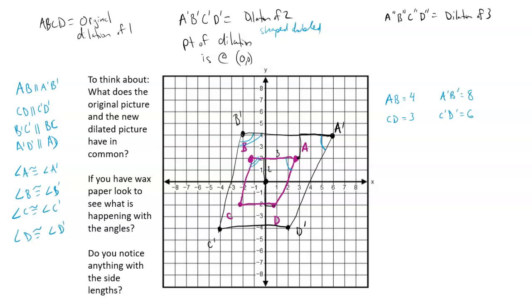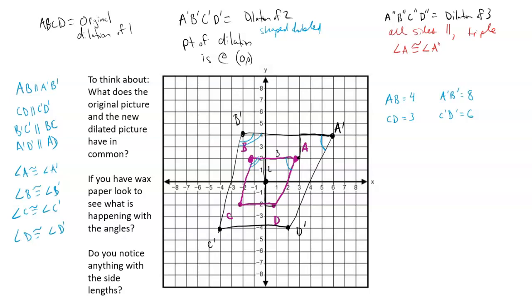So these are my predictions. I predict all sides will be parallel, right? I predict that it's going to triple in size. And I also predict that angle A and all the angles will be congruent to my new angles, right? So that's what I predict, okay? Let's go ahead and see if we're actually correct.